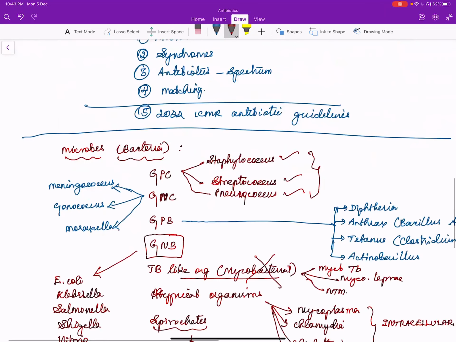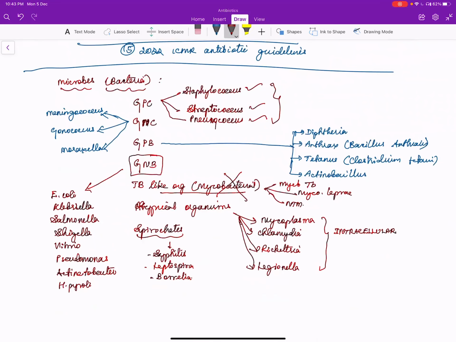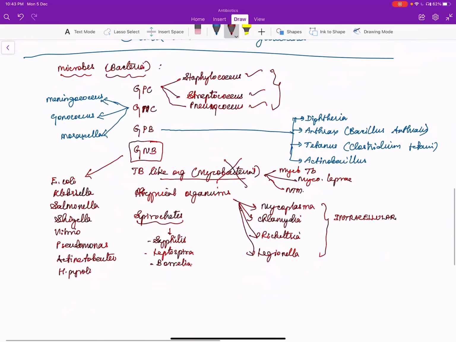Right? So this is just a summary of the common bacteria which we come across. The next part of the warm up: I told you about the various organisms, the common bacteria which are present. What infections do these cause?